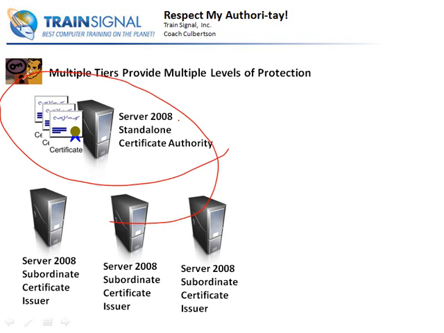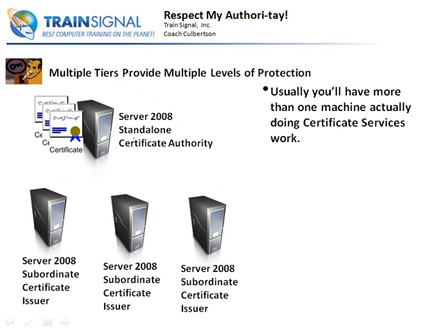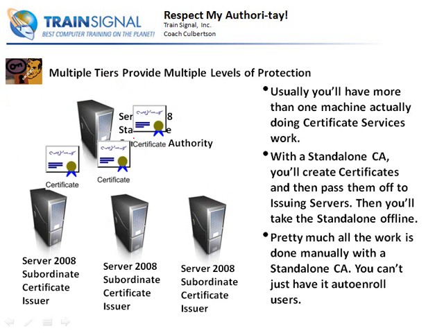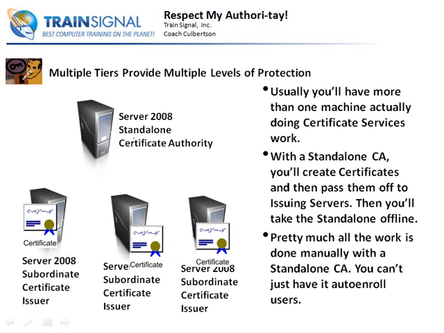Okay, this is going to be your root certificate authority, and then you're usually going to have more than one machine doing a lot of the certificate services work. Okay, so you'll create the certificate services with your standalone. Then you'll pass them off onto the other certificate issuing servers. Then what you'll do is you'll take this guy and you'll take him offline. Okay? You don't want a standalone certificate server just to be out there in the open, because someone might get into that particular certificate authority machine and start generating certificates that shouldn't be generated, and selling them on eBay. And yes, it's happened, just so you know.